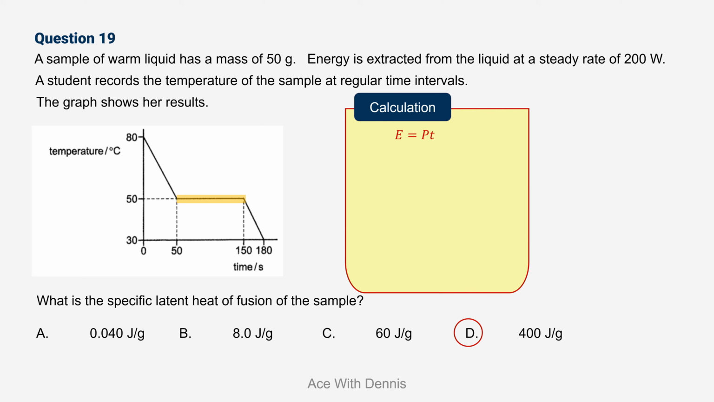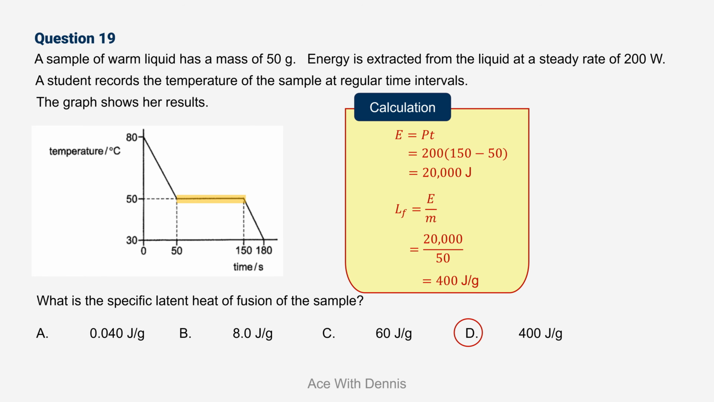Okay, so now here's the calculation. First, we calculate the energy. Energy equals the power times the time. So the power is 200 and the time from the graph is from 50 seconds to 150 seconds. Hence, it will be 150 minus 50. And we calculate, it will become 20,000 joules. Next, to find the specific latent heat, it will be energy divided by the mass. So it will be 20,000 joules per 50 grams, and we'll get 400 joules per gram.